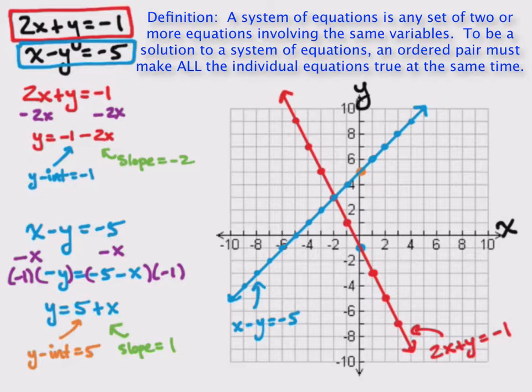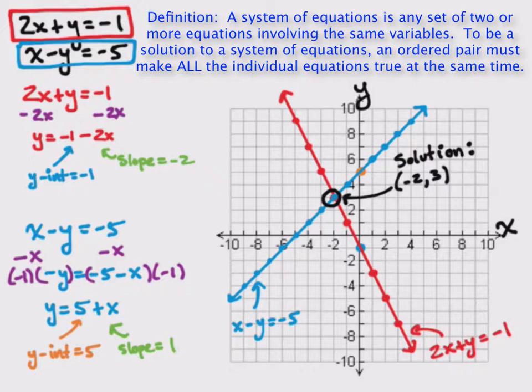Alright, so this graph in blue represents all of the solutions to this equation. Well, we see that these two lines intersect right here at the point -2, 3. This means that -2, 3 makes the equation 2x plus y equals -1 true, and the equation x minus y equals -5 true. That means that ordered pair is a solution to both equations. Therefore, this is the solution to our system of equations.